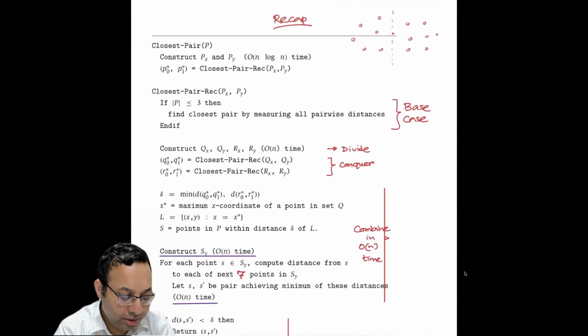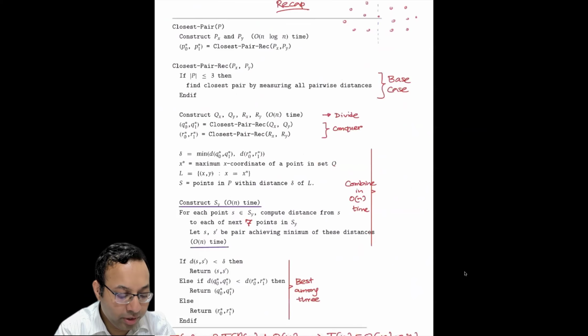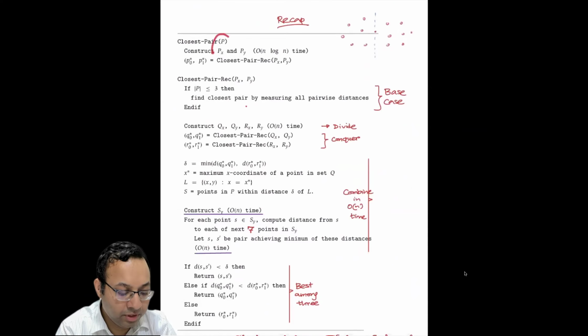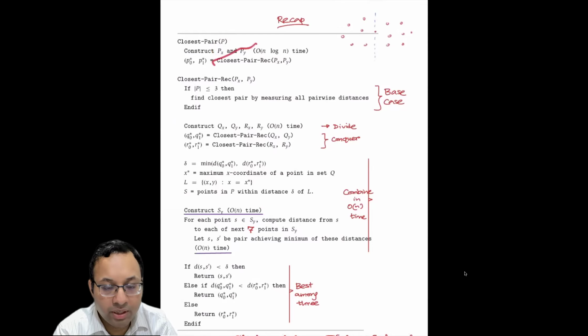So P is the initial set of points here. And what we do is we create Px and Py. Remember, Px is the points in P sorted by their x coordinates, and Py is the points in P sorted by y coordinate, and sorting will take n log n time. Then we recursively call this function, passing Px and Py, and we get the closest pair. In the base case of the recursive function, if we have a constant number of points, we can just solve it by brute force in constant time.